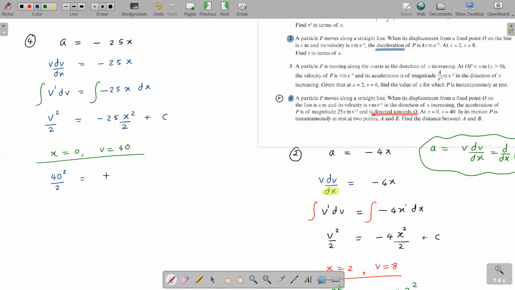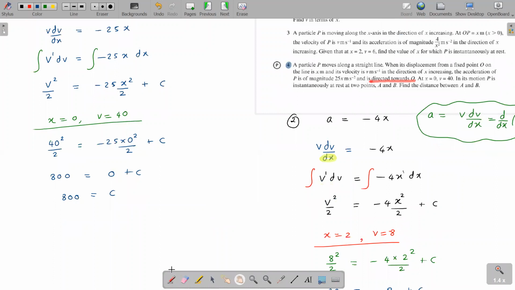40 squared over 2 equals minus 25 into 0 squared over 2 plus c. What is 40 squared divided by 2? 40 squared is 1600, right? 1600 divided by 2 is 800 equals 25 into 0 squared. Basically, multiply anything with 0 and it's entirely 0. Plus c. So I get c equals 800. Okay, so let's input the c value. I get here v squared over 2 equals minus 25x squared over 2 plus 800.